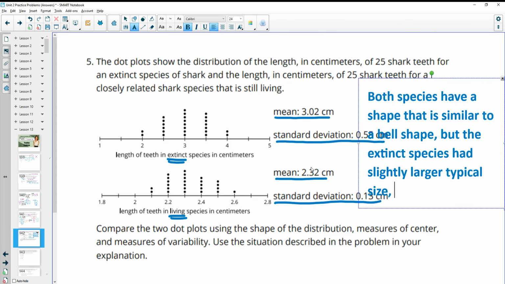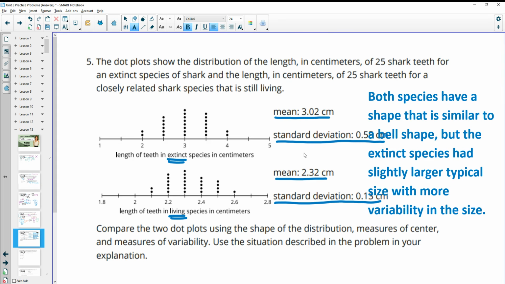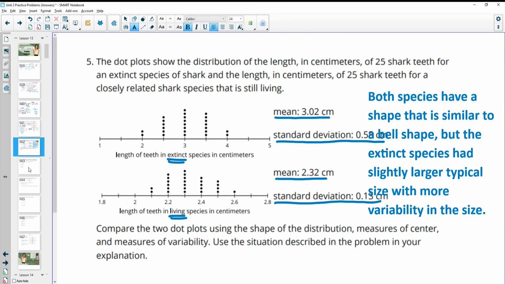And then they were a little bit more spread out, right? So they had a 0.5 standard deviation, and you can see that here. You can see it spread further. It's going from like 2 to 4, where here we're like 2.1 to 2.6. So the living species is much smaller spread. So the extinct species had a slightly larger typical size with more variability in the size. And obviously your explanation could be different than that, but that's just an idea of what it could be.